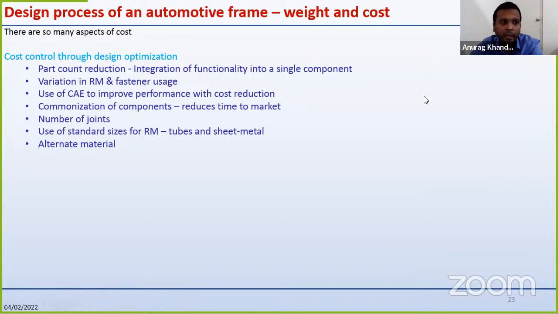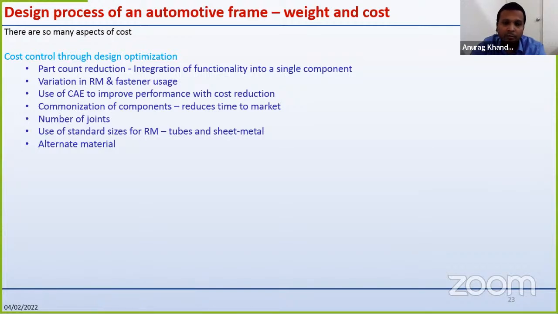So we should take care, or we should have processes so that we can reduce cost. So I've tried to list out a few of the optimizations or controls for how we can reduce costs or take care of cost in design. One is part count reduction.